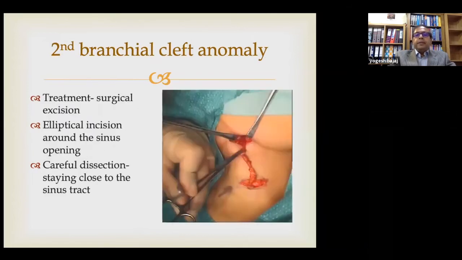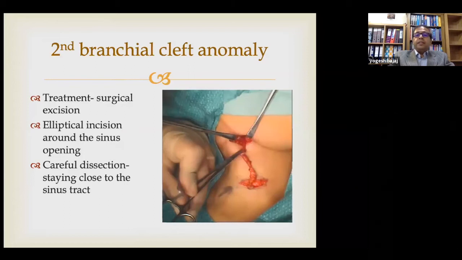So again here, the treatment is surgical. Wherever your fistula is, there's an elliptical incision around the sinus opening, and you carefully dissect close to the sinus tract. So this tract and the thyroglossal duct tract are very different. The thyroglossal duct has branches, so it needs a wide excision, while these second branchial cleft tracts do not have any branches, and you stay close to the tract and keep dissecting it right to the top.